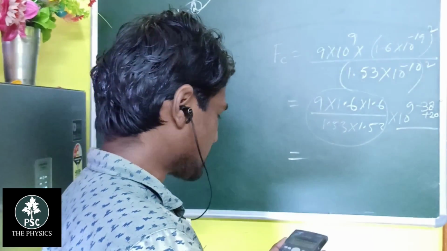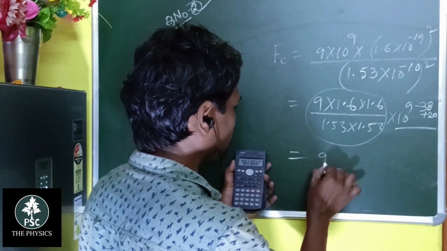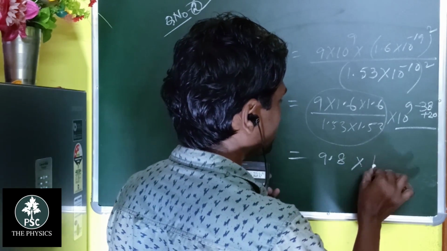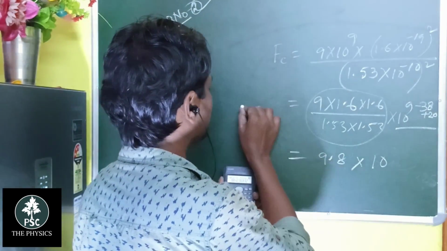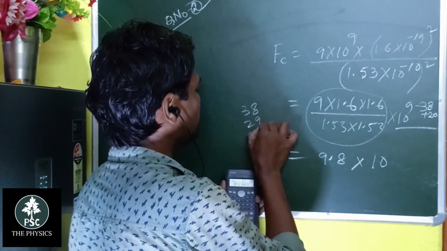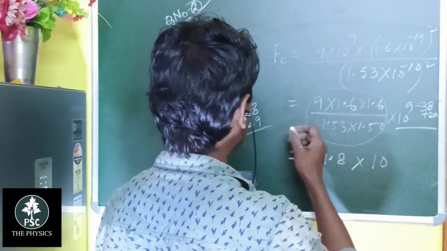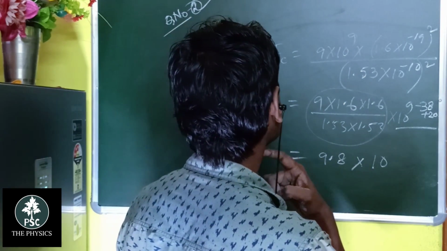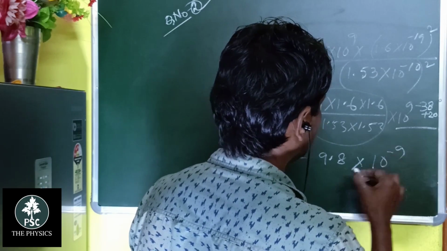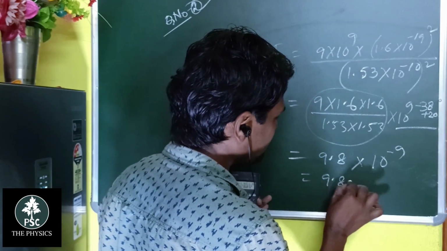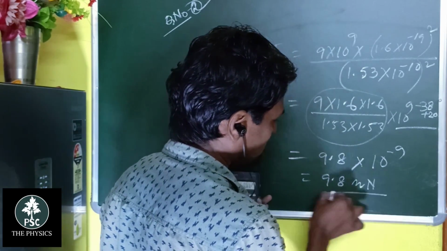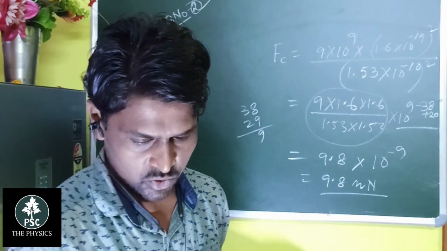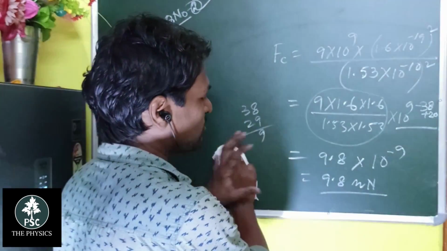Okay, so this is 9.8 into 10 to the power of, this is 29. So 38, and you have to subtract 9 and this is 20, so 29. So this is 9 minus 9. So this is 9.8 nanonewton. This is the amount of force that acts. So next, this is 9.8 nanonewton.